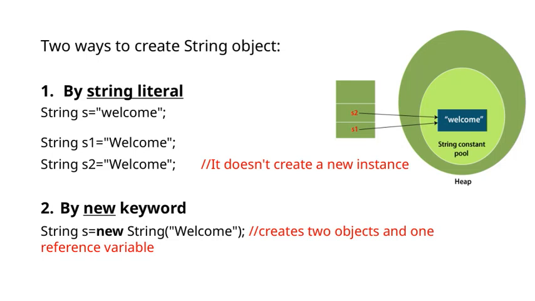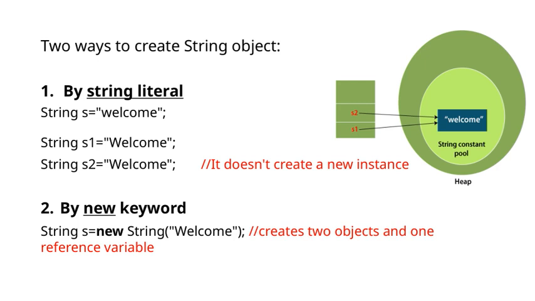All right, let's dive into the two main ways to create string objects in Java. First, we have creating strings by using string literals. For example, when I write string s equals welcome, I'm directly assigning a string literal to the reference variable s. Now, if I create another string with string s1 equals welcome, and then s2 equals welcome, notice that both s1 and s2 point to the same string instance in the string pool. This is important because it doesn't create new objects for identical literals, which helps with memory efficiency.